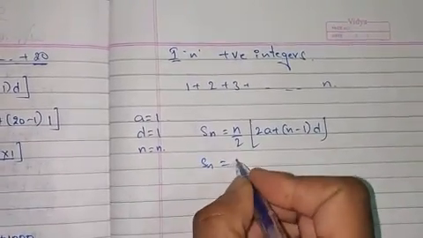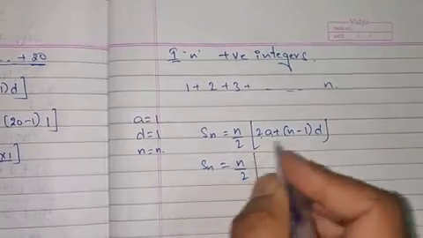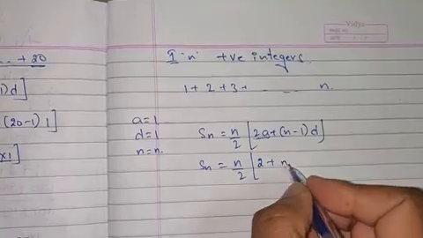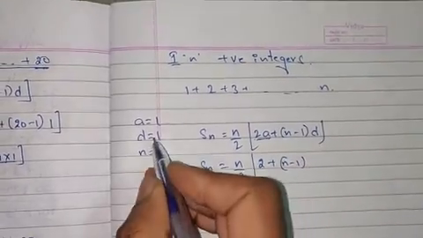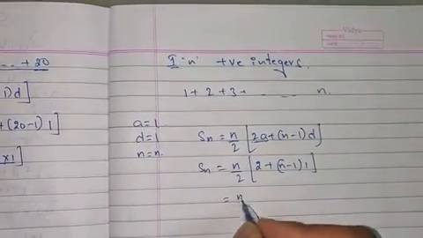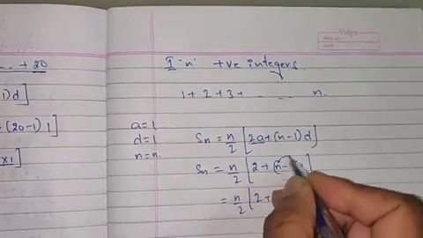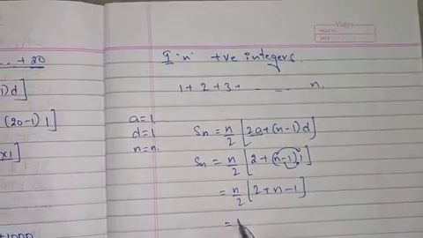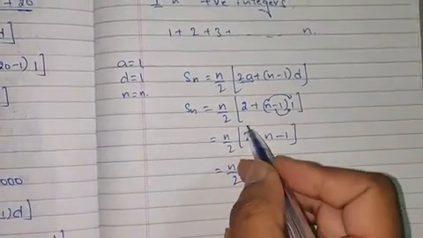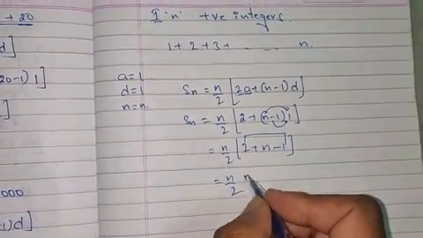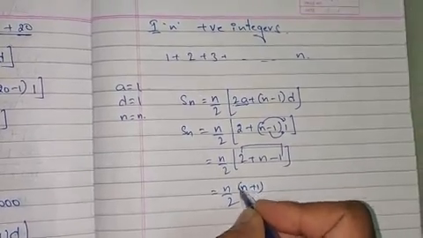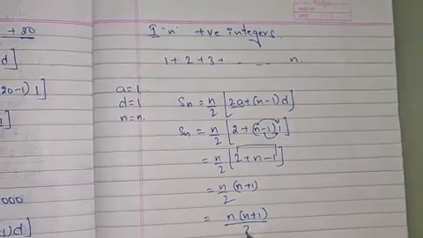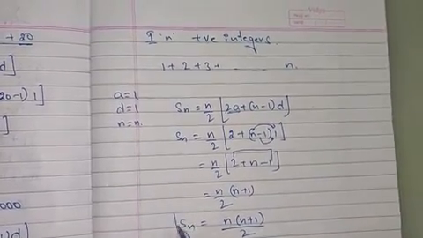So Sn is equal to n by 2 as it is. 2 into a is 1, 2 ones are 2, plus n, we don't know the value, n minus 1 into d, d is 1. n by 2 into bracket 2 plus n into 1, n minus 1 into 1. 2 minus 1 gives plus 1, n plus 1. So we can see that the formula will be n into n plus 1 divided by 2. This is the sum of n terms.